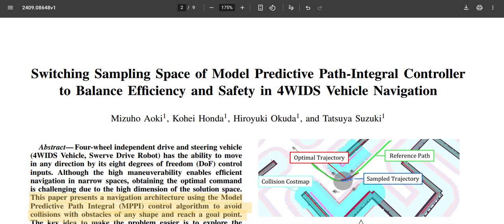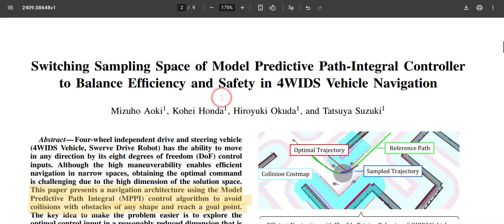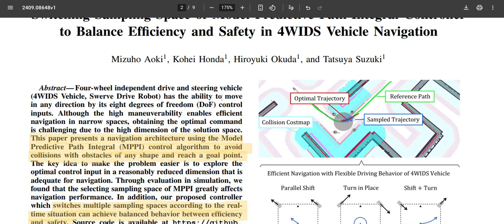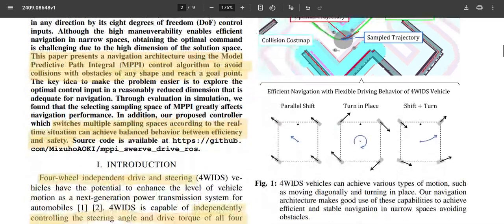Hi all. In this video, we see a paper titled Switching Sampling Space of a Model Predictive Path Integral Controller to Balance Efficiency and Safety in Four-Wheel Independent Driving and Steering Vehicle Navigations. This paper is about using the MPPI algorithm, namely the Model Predictive Path Integral Controller, for path tracking in autonomous vehicles, especially four-wheel independent driving and steering vehicle navigations.